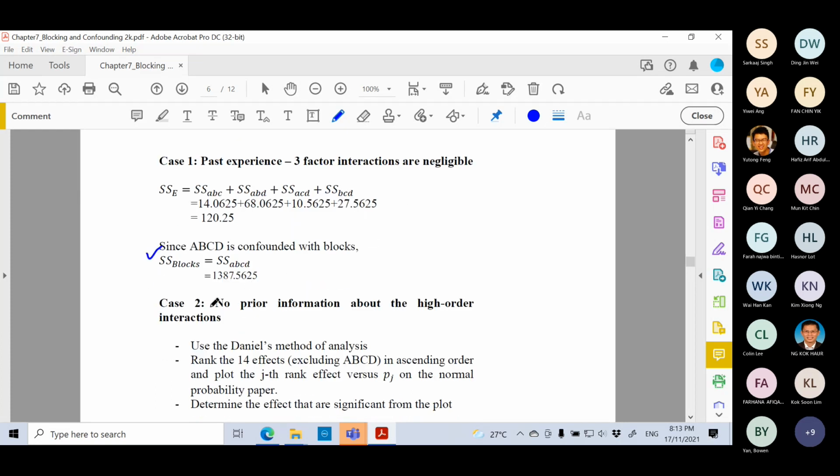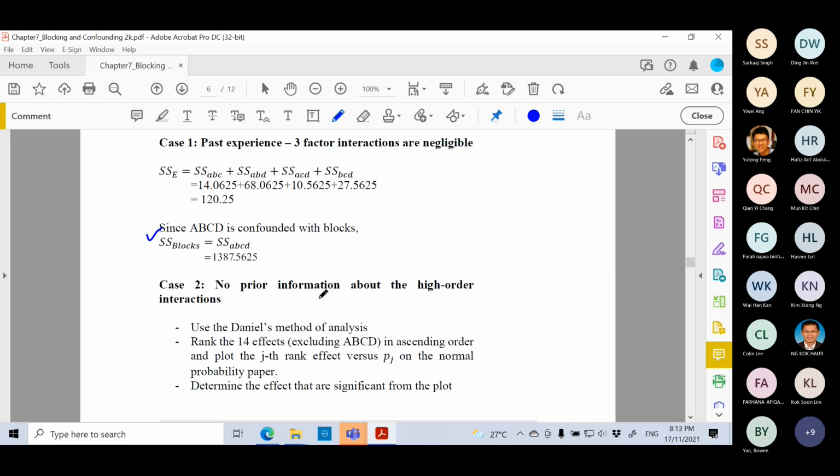The second choice, if I do not know which factors are important or not important, then of course I will do the plotting of the normal probability plot. But bear in mind that when you do the normal probability plot, you have 2 power of 4. It's 16. But you need to minus away the 1. You only can have 15 factors together with all the iterations.